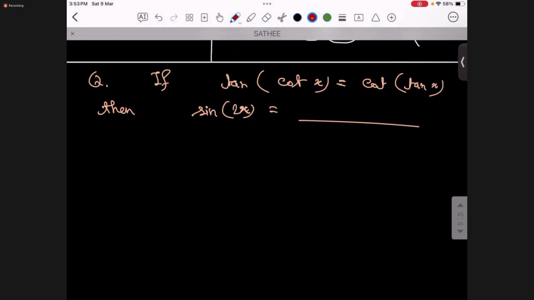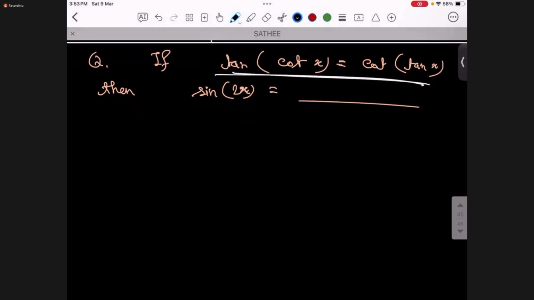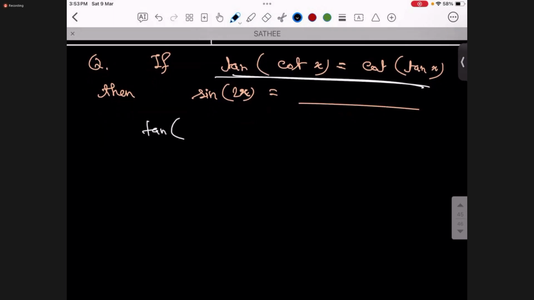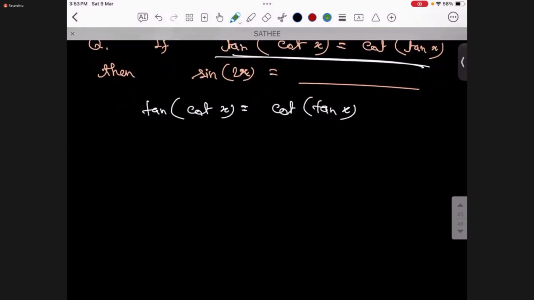Okay. So let us use, from here, we know what will be tan of cot x, given that tan of cot x equals cot of tan x. Now, what will be the cot of tan x? Cot of tan x can be written as, okay, let us do one small example here right now.